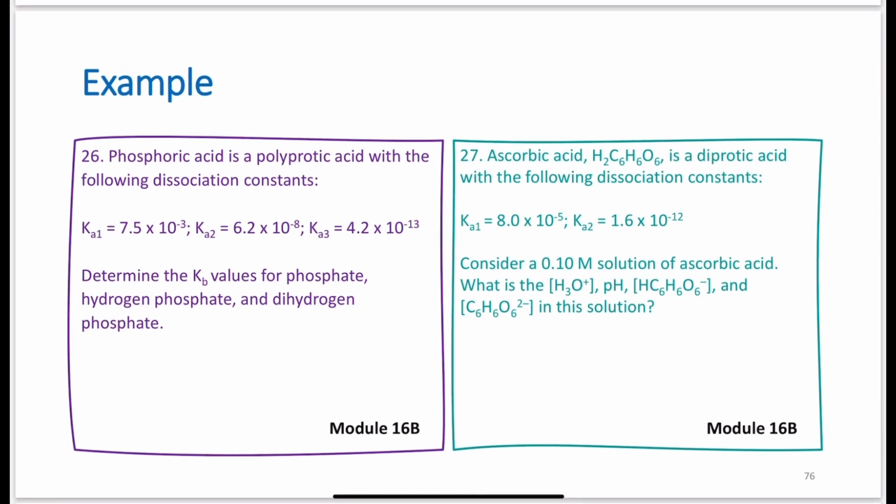Number 26, phosphoric acid is a polyprotic acid with the following dissociation constants: Ka1, Ka2, and Ka3. Determine the Kb values for phosphate, hydrogen phosphate, and dihydrogen phosphate. Now, let's think about what this means. Phosphoric acid is H3PO4.